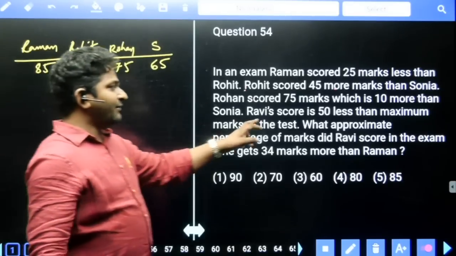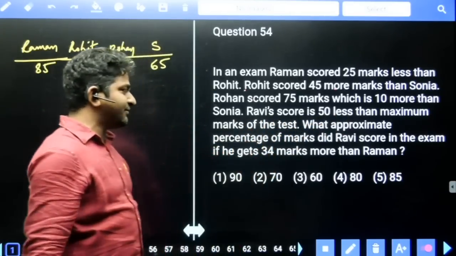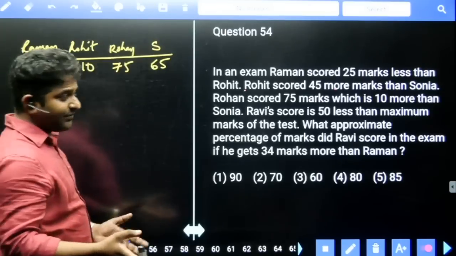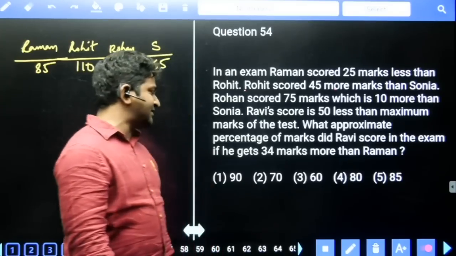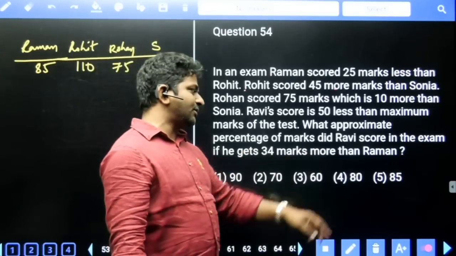Next. Ravi's score is 50 less than the maximum marks of the test. Okay, you don't know the maximum marks of the test, keep it aside. What approximate percentage of marks did Ravi score in the exam if he gets 34 marks more than Raman?